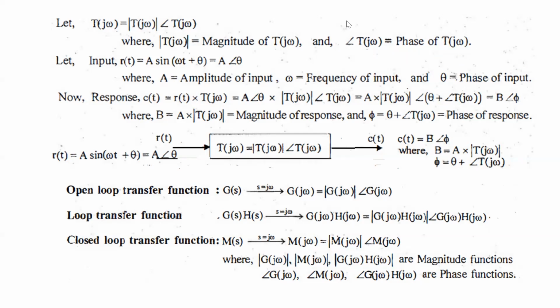So we can represent this magnitude component as B, and this theta, the full phase component, is represented by this phi value.